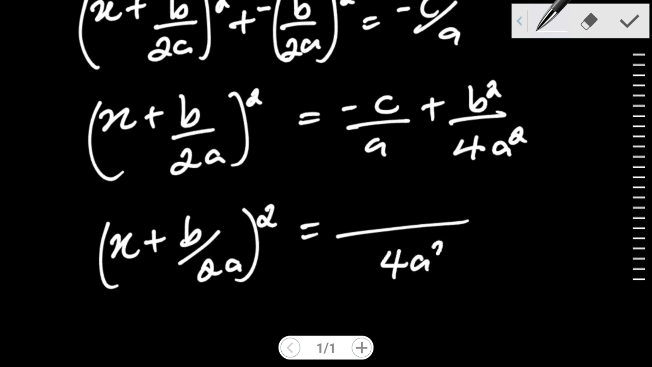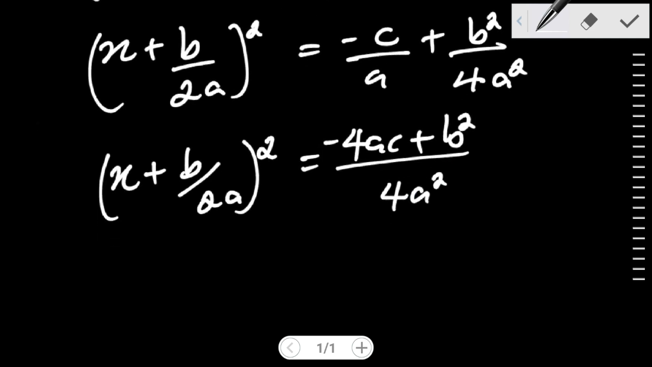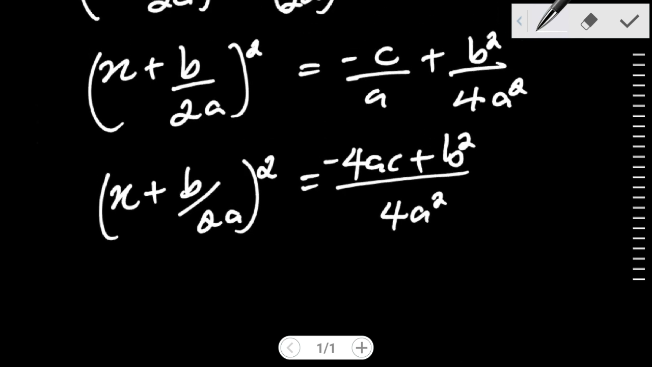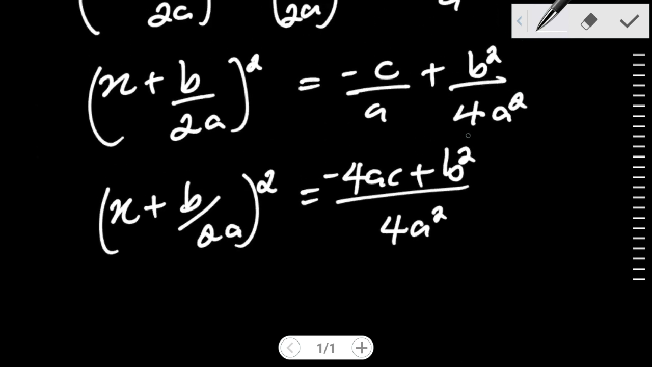I'm having 4a squared, of which 4a dividing here, I'm going to remain with just 4a. Therefore, this will be negative 4ac, plus b squared. So having done so, the reason why I did this is because I'm having 4a squared under b squared, and therefore it does not affect the b squared.